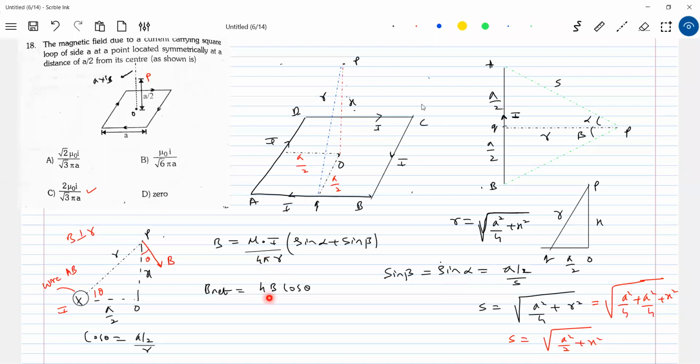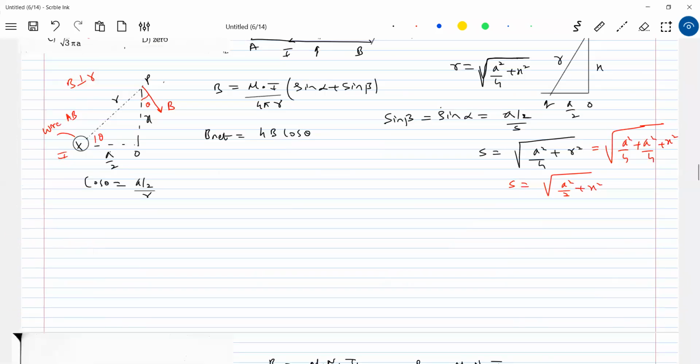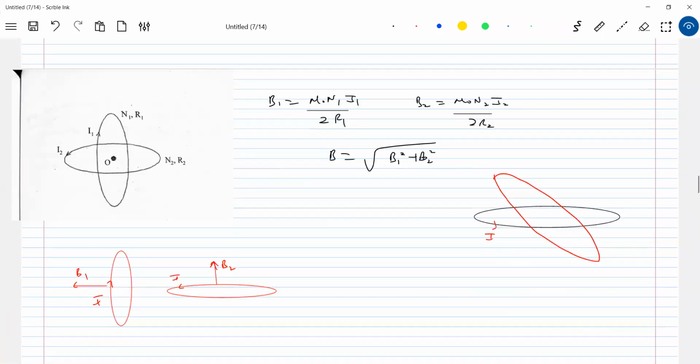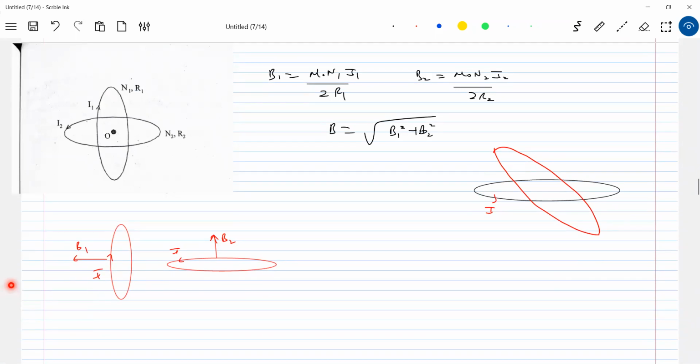Then the vertical component will add, and the horizontal component will cancel out. Just drawing, trying to view that. Whenever you get a 3D diagram, what is the best way of analyzing it? View it through different planes. This is the only thing available for you.